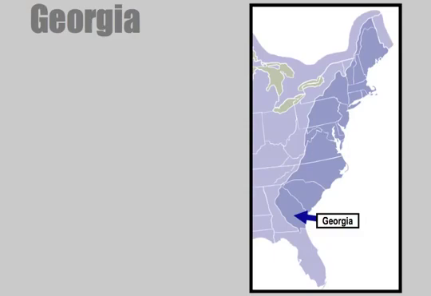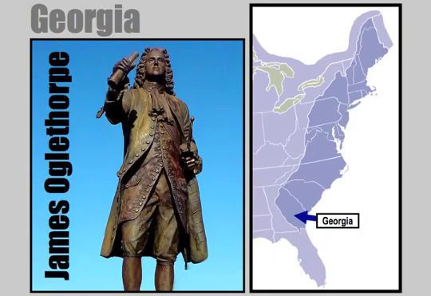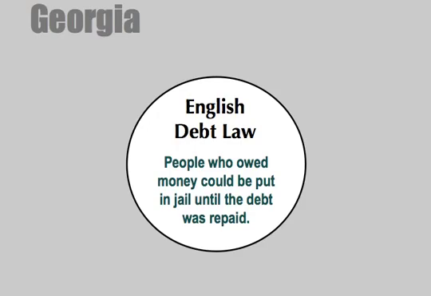Now, the story of Georgia involves a man named James Oglethorpe, and James Oglethorpe saw a very particular problem, and he believed that he could solve it. That particular problem that he was looking at was the English debt law. Now, the English debt law says that people who owed money to anyone, including private citizens, could be put in jail until that debt was repaid.